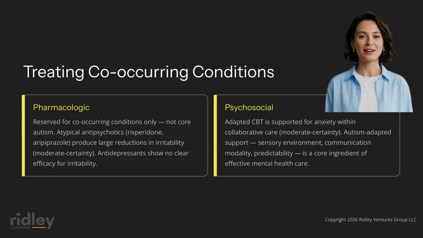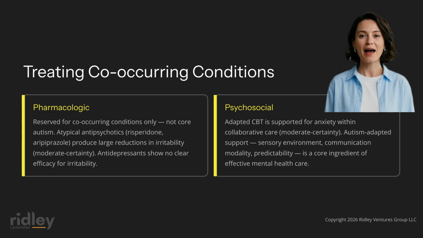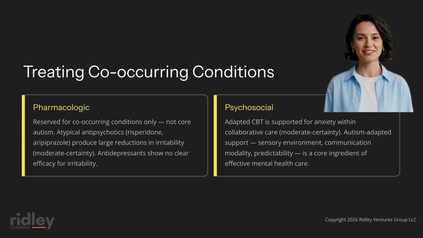In contrast, antidepressants showed no clear efficacy for irritability in autistic patients, and metabolic adverse effects of atypical antipsychotics demand vigilant monitoring. On the psychosocial side, Pomovska and colleagues' 2024 systematic review and meta-analysis found moderate certainty evidence supporting adapted cognitive behavioral therapy for anxiety in autistic individuals within collaborative care frameworks. Lay and colleagues' foundational 2020 synthesis in the Lancet Neurology established the broader principle that autism-adapted psychosocial support, which attends to sensory environment, communication modality, and predictability, is a core ingredient of effective mental health care across the lifespan.